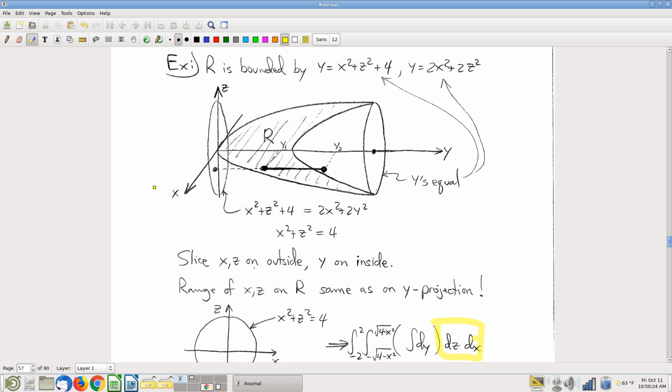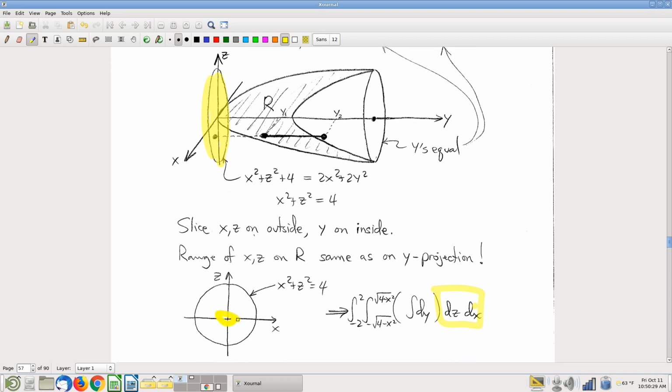Now we're doing slices on a disk, super easy picture, as opposed to trying to draw these horrifying slices of the actual solid itself. So that's a hard problem, and the yellow projection is the easy problem.